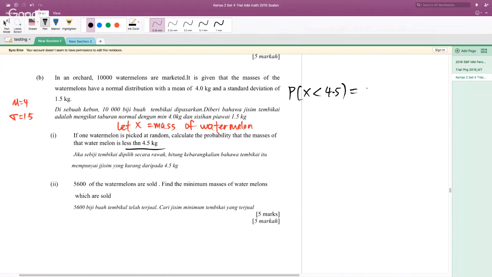Since the mass of the watermelon should be less than 4.5, I will just change this into Z. Change into Z is just 4.5, this is the X value, right, minus mean over standard deviation. So I will get a very nice number, 0.5 divided by 1.5. So I will get 1 over 3, which is 0.3333.